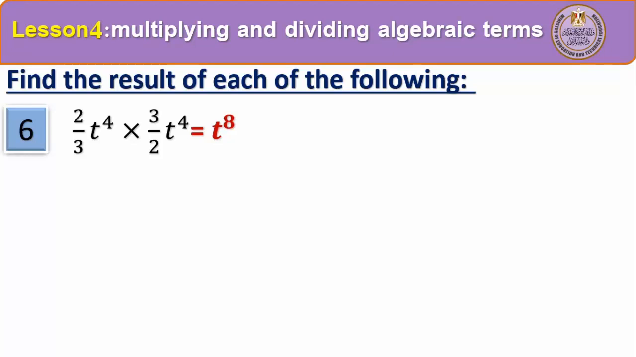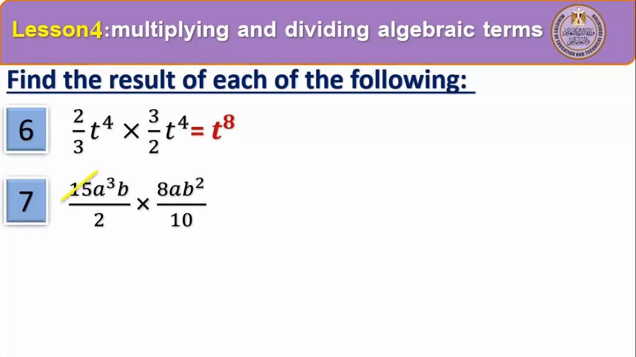If we have 1 as a coefficient of the symbol, we hide it and we don't write 1 as a coefficient. What about the symbols here? Here we have like bases, which is t. So we will add their powers to be 4 plus 4 equals 8. So the product is t power 8.